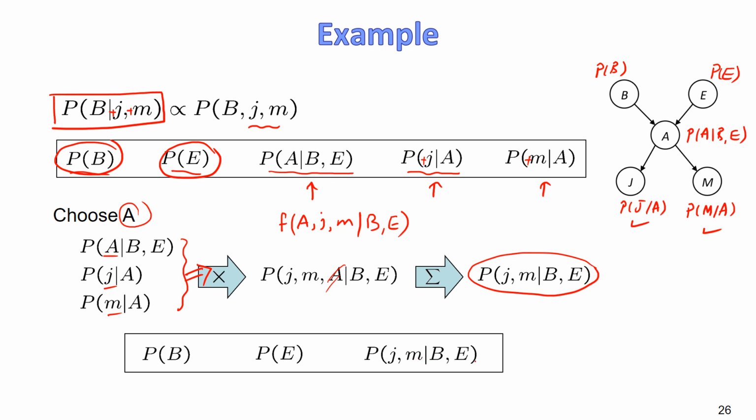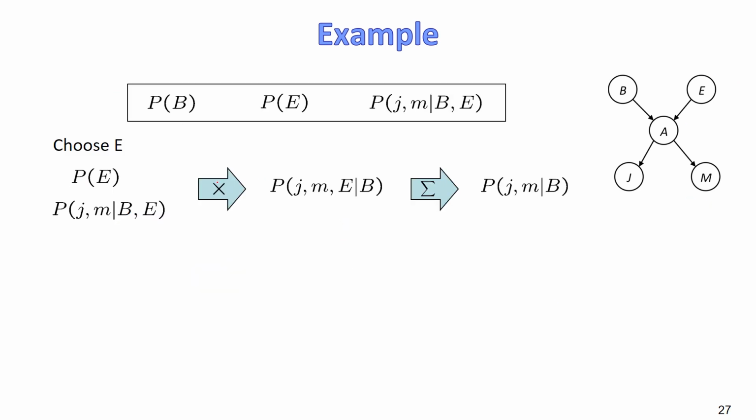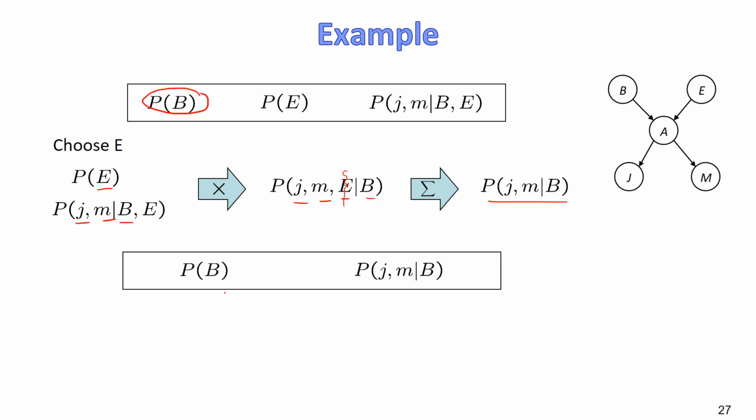Now the second step is to eliminate the other hidden variable, which is E. Eliminating E means finding out which factors involve E, which are P of E and P of J, M given B, E. Join, we get P of E, J, M given B. And then we eliminate E, get rid of this E, and we get P of J, M given B. Okay, we still have P of B, by the way. So out of this, we'll have two factors now, P of B and P of J, M given B.